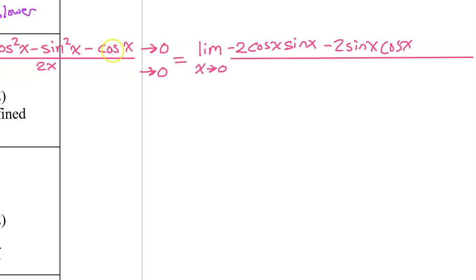That brings me to the third term. The derivative of cosine is negative sine. So I'm going to put down sine x. But because it is negative sine, it's going to change the negative to a positive. So I will end up with plus sine x. The derivative of 2x is just 2.